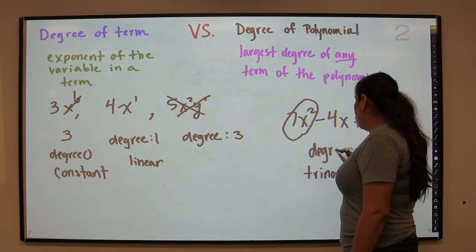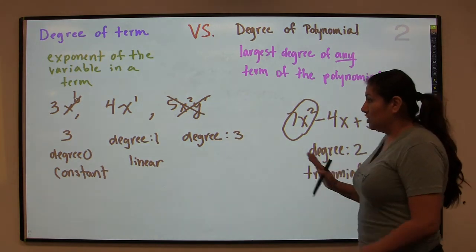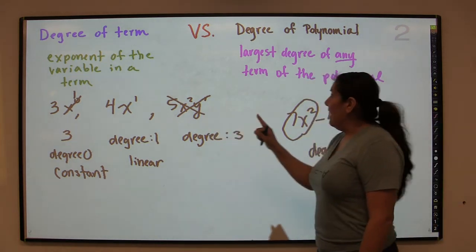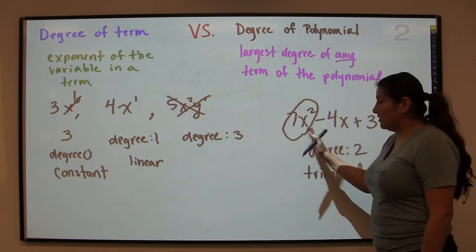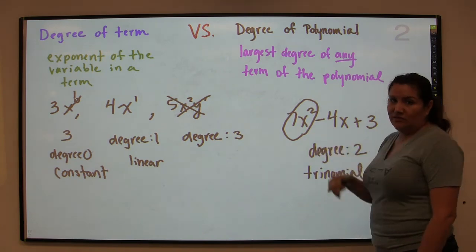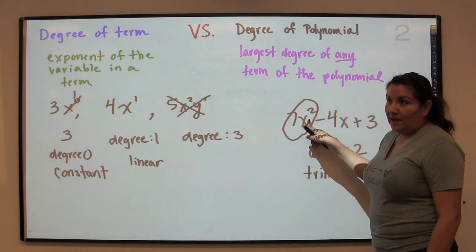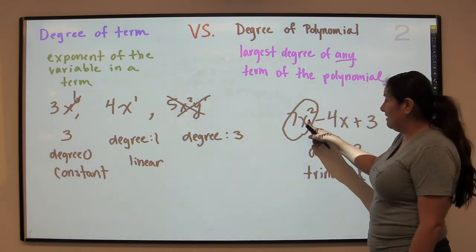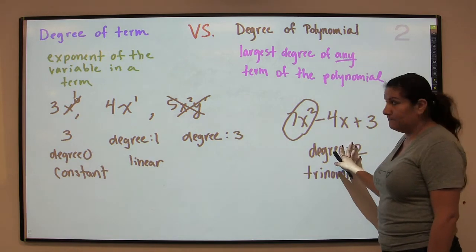So I hope that you have understood at this point the difference between the degree of a single term and the degree of the polynomial as a whole. So this polynomial has 3 different degrees for each term, but the degree of the polynomial as a whole is 2 because of the x squared. And standard form tells us that we should put them in order from the largest to the smallest. So this is already in standard form.